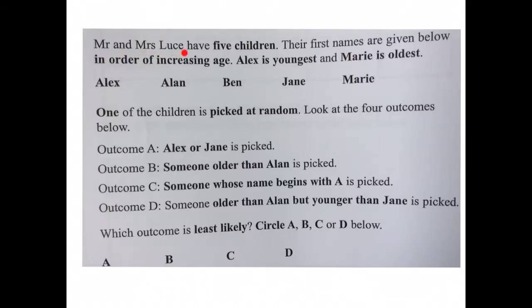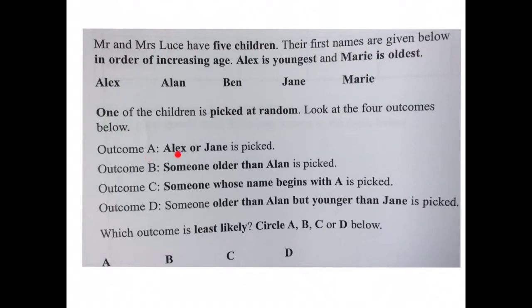Mr. and Mrs. Luce have 5 children. Their first names are given below in order of increasing age. Alex is the youngest and Marie is the oldest. Look at Alex, Alan, Ben, Jane and Marie. One of the children is picked at random. Look at the 4 outcomes below.